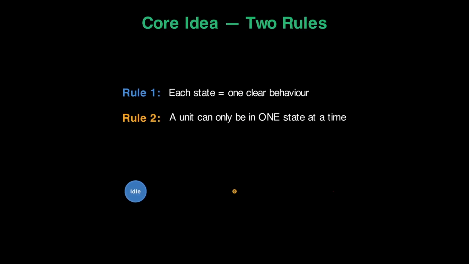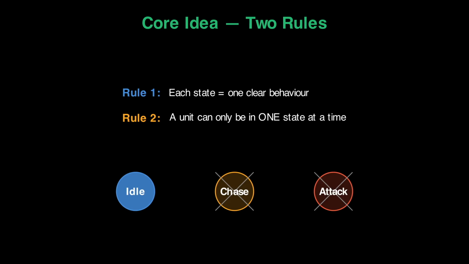So what's the idea? At its core, an FSM is built on two simple rules. First, each state represents one clear behavior. Second, a unit can only be in one state at a time. When a specific condition is met, the unit transitions from its current state to another state. This clear separation of behavior makes the logic easy to understand.